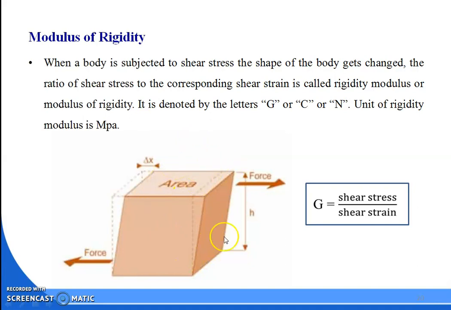You can see the figure over here, where we applied a shear stress. Due to the shear load, the shear stress is generated over here, so the change in shape of the body is known as shear strain. So the modulus of rigidity is defined as the ratio of the shear stress of the body divided by the shear strain of the body.